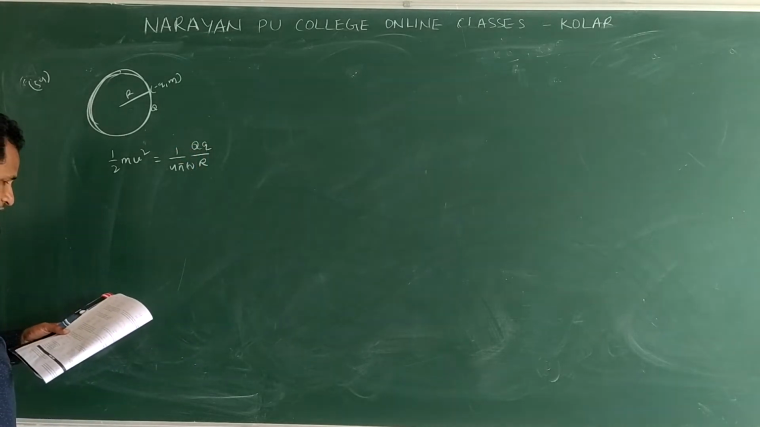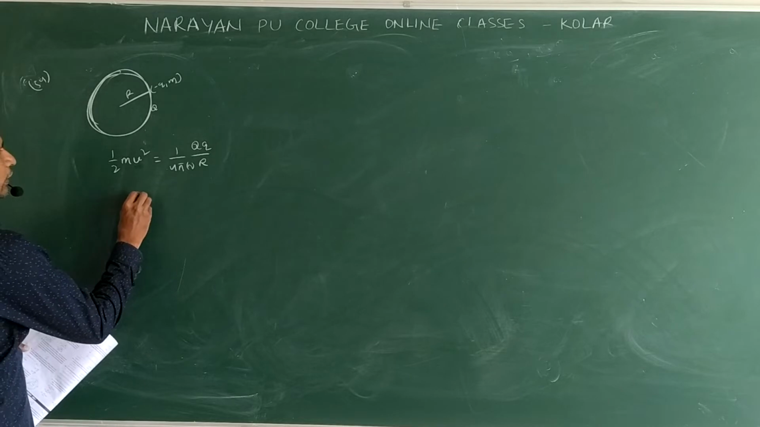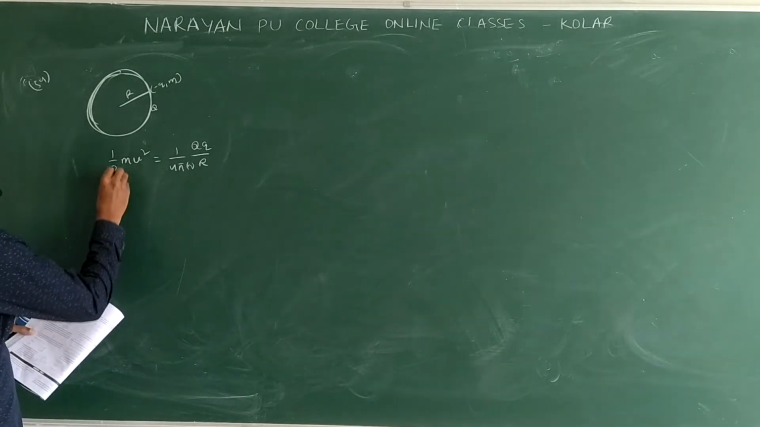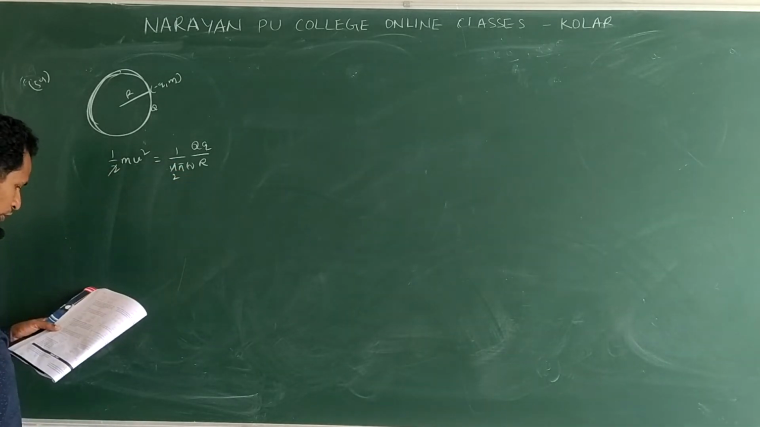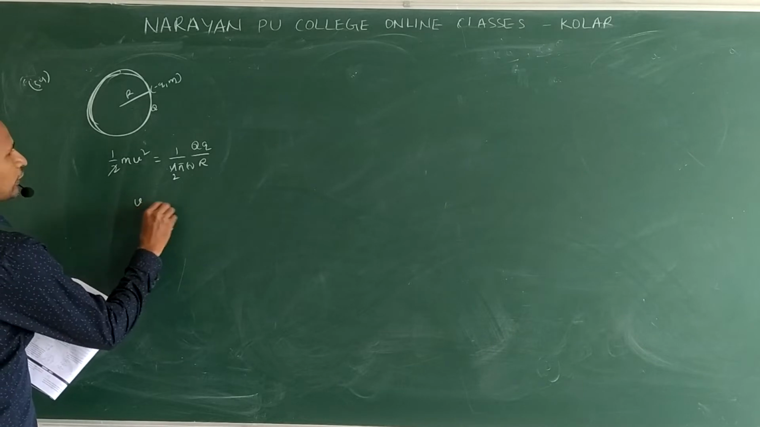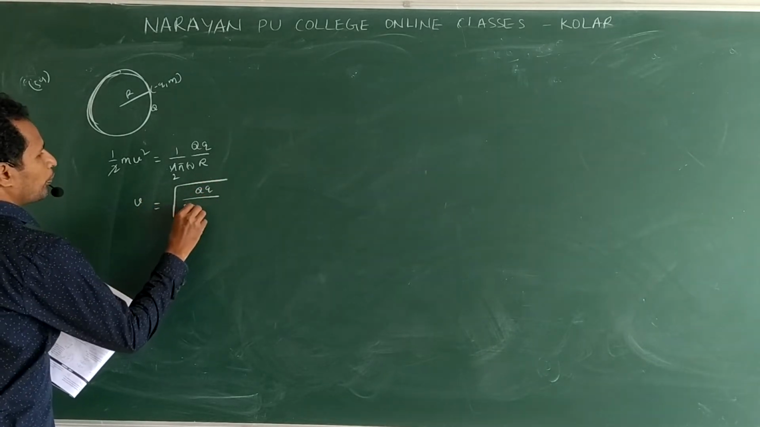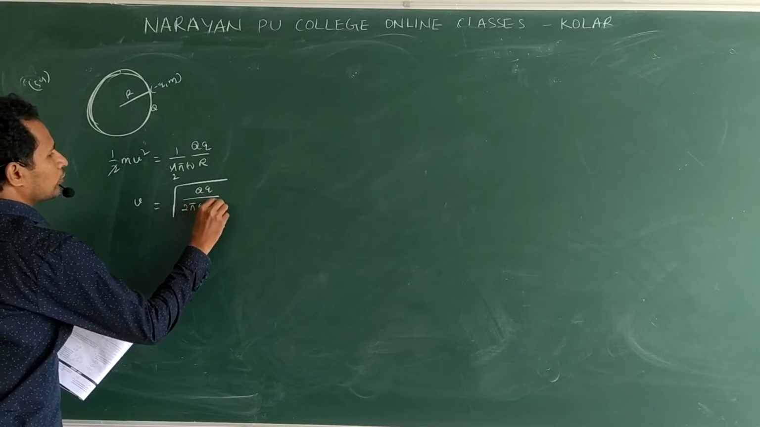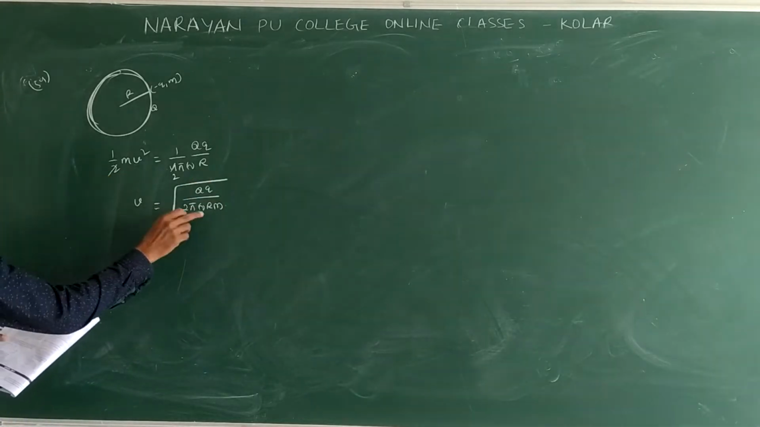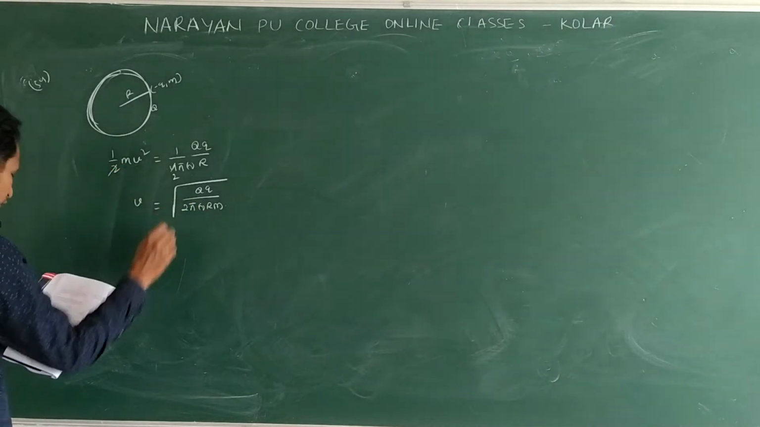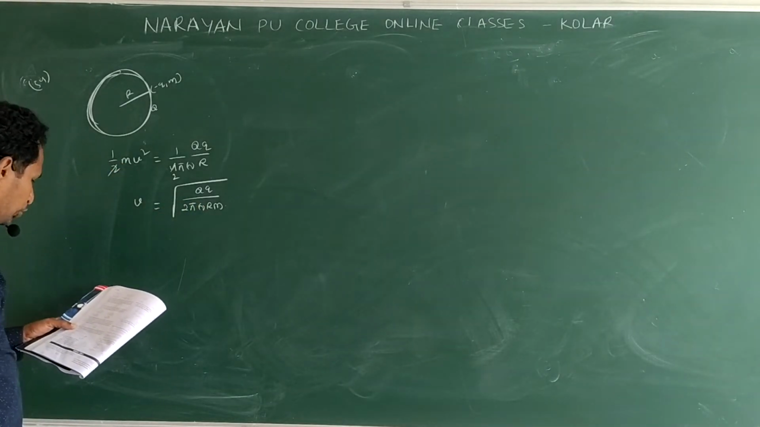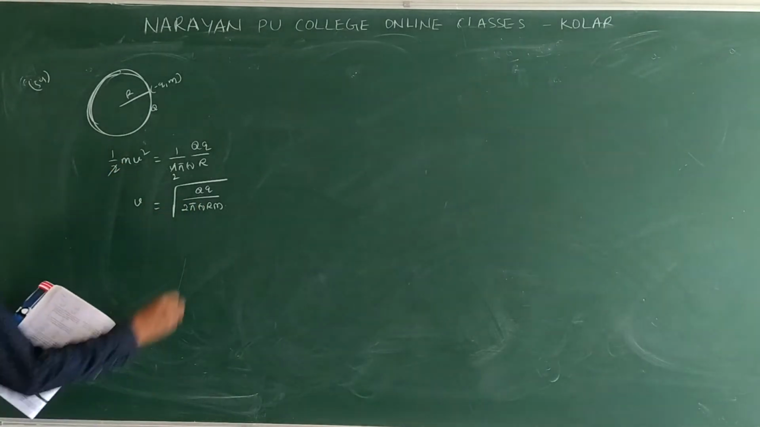They are asking for velocity, so make V the subject. So cancel these two ones. Then V is equal to the square root of Qq by 2 pi epsilon naught R, into m comes to this side. Now the option is 2. Now come to 55.